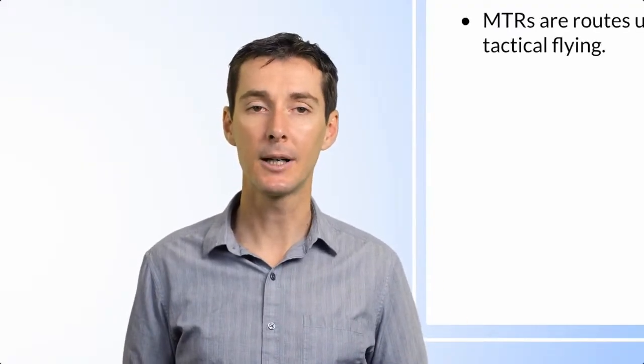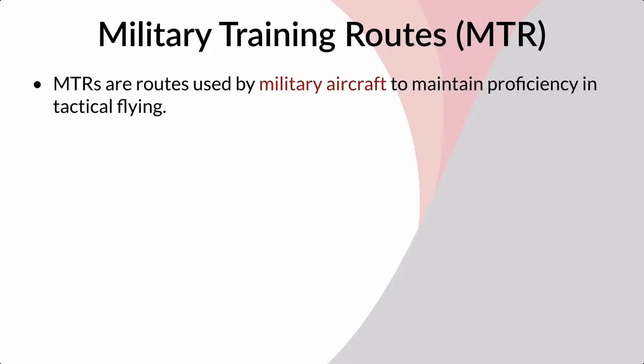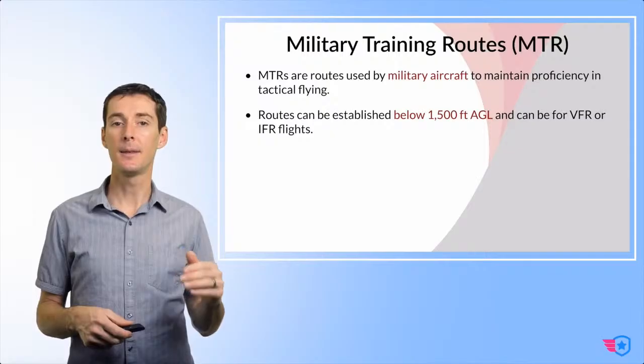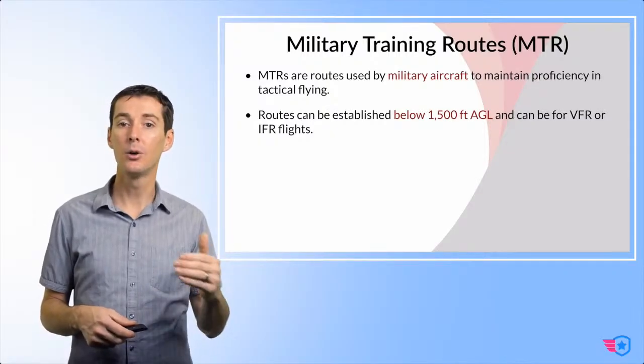Something we need to talk about, we talked about military operating areas. We need to talk about military training routes. Now, MTRs, military training routes, are going to be specific routes. Think about highways that the military aircraft are going to be using for different things, for proficiency or for tactical flying. These are established below 1,500 feet.